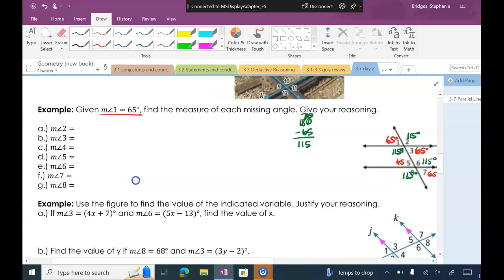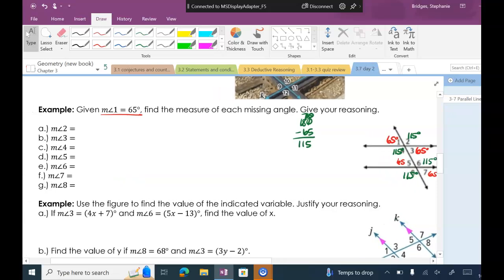What did we say the measure of angle 2 was? 115. Okay, and angle 3? 65. Angle 4? 115. Angle 5? 65. 6 is 115. 7 is 65, and 8 is 115.